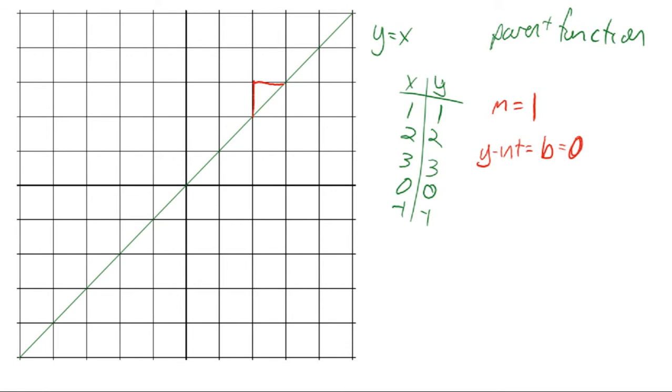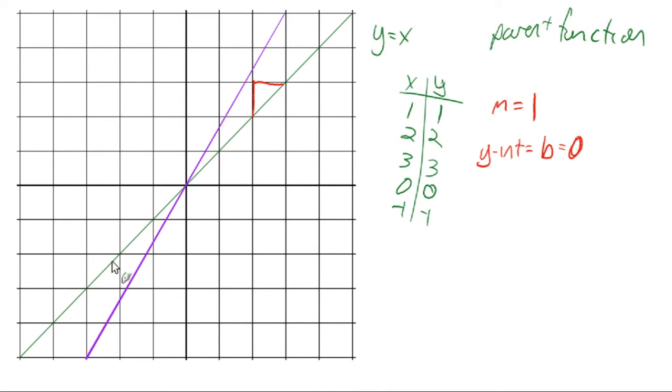Let's look at another line. Let's make it a purple line that also has a positive slope like the parent function. But let's look at one that is steeper. Okay. So let's make it just slightly steeper. And there we'll go through here through the origin as well. And look at that line and see what characteristics does this line have, and how does it compare to the parent function?